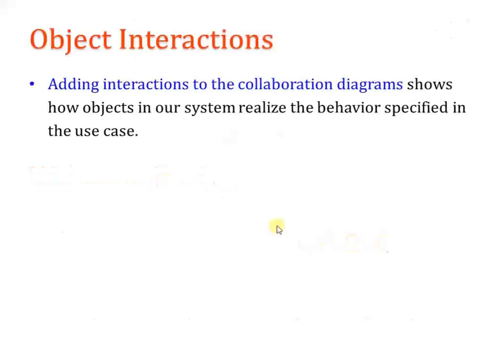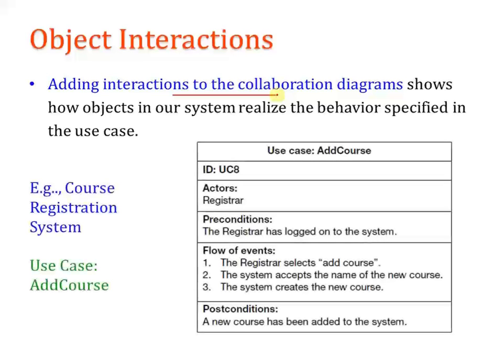So in this video session we will be discussing object interactions. This is going to express how interactions are there in the collaboration diagram based on the sequence. Initially, imagine there is a use case called add course. Such a use case is there for the application called the course registration system.